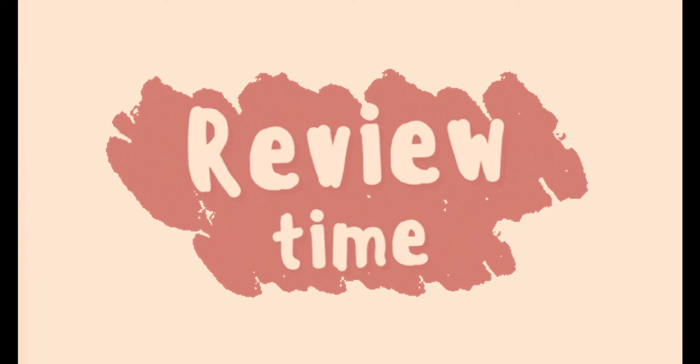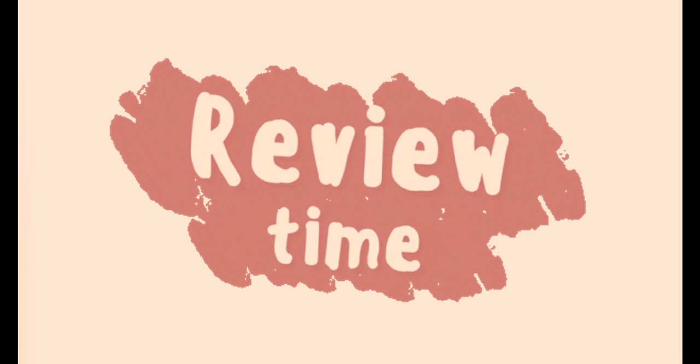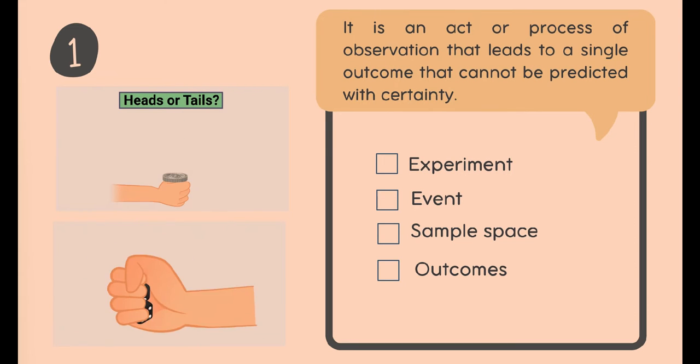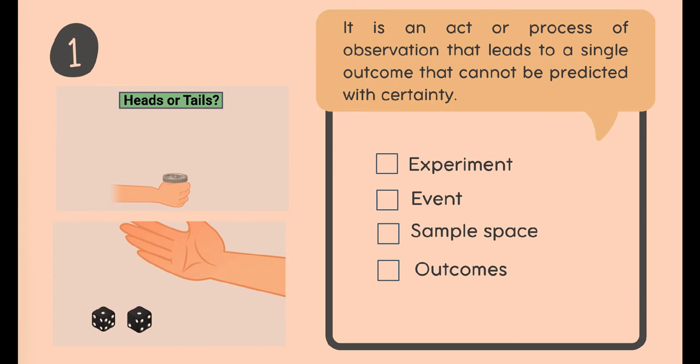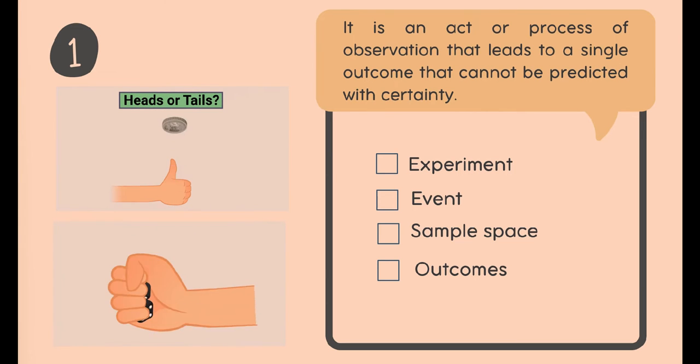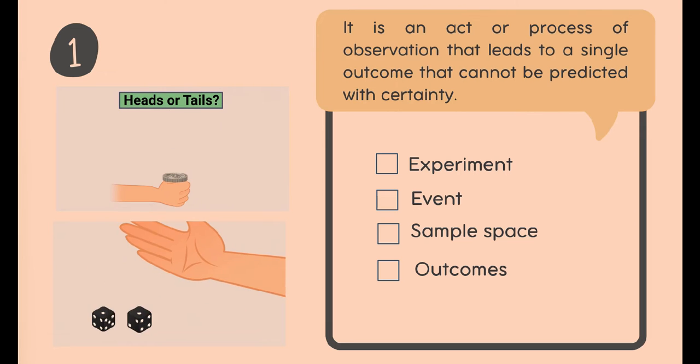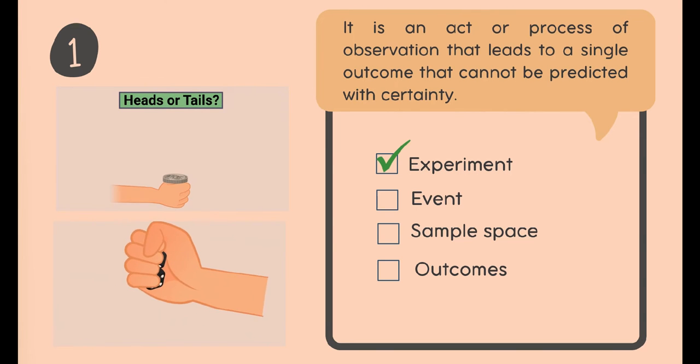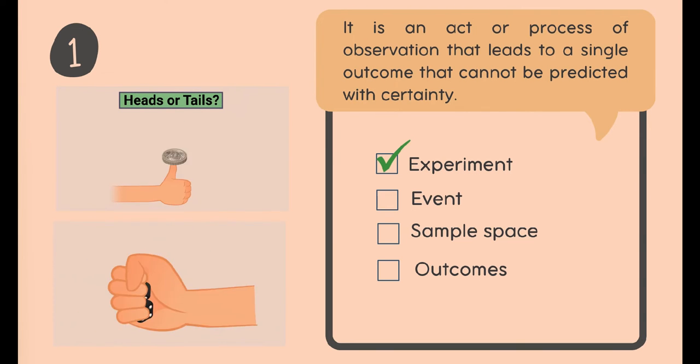But before we discuss our lesson for today, let us first recall concepts in your grade 8 statistics and probability. Choose the correct answer. Do we follow the process of observation that leads to a single outcome that cannot be predicted with certainty? Exactly. It is called an experiment.